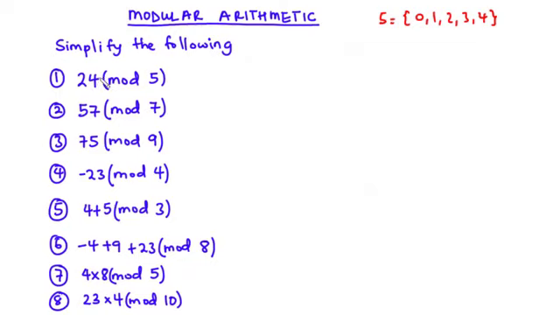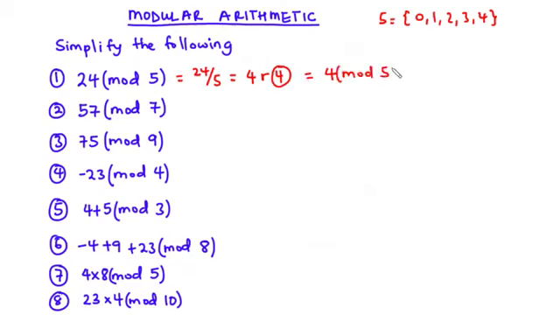Here we have 24. Now the best way to reduce this number is to divide 24 by 5. Now 24 divided by 5 gives us 4, remainder 4. 5 times 4 is 20, and then 24 minus 20 gives us 4. Now we are interested in the remainder, so we can reduce 24 mod 5 to 4 mod 5. So this is how to simplify 24 mod 5.